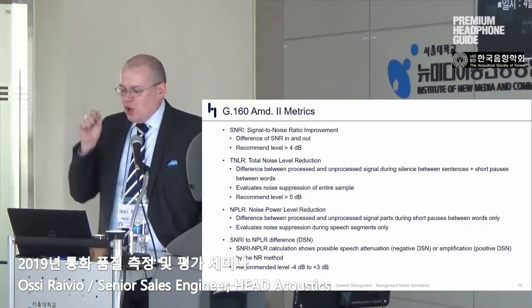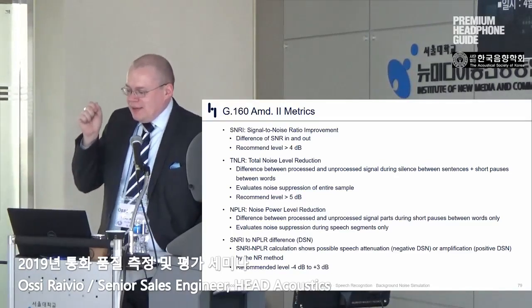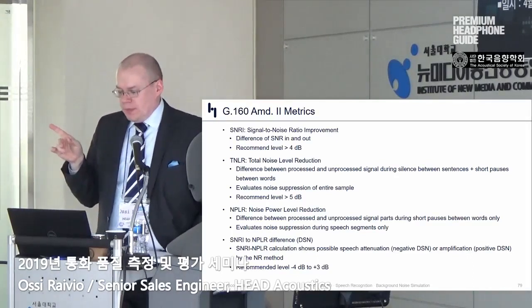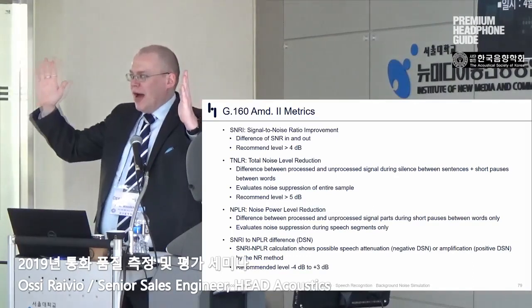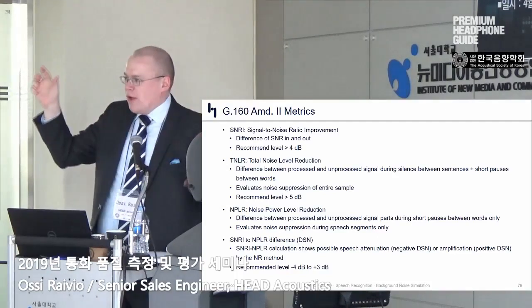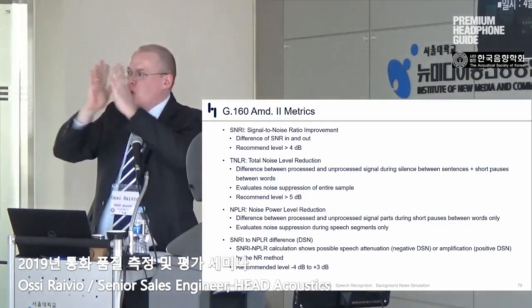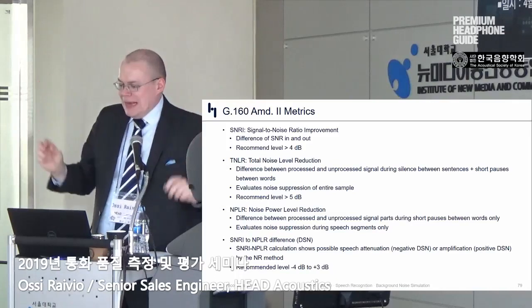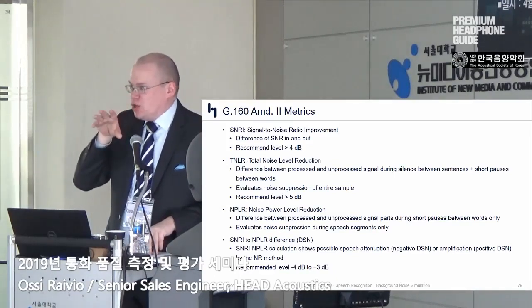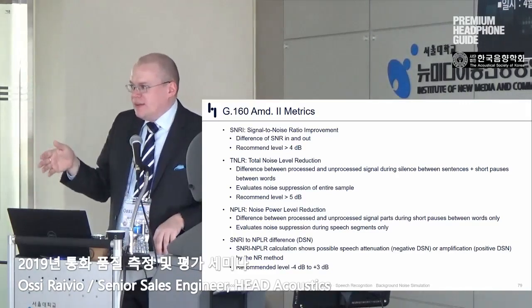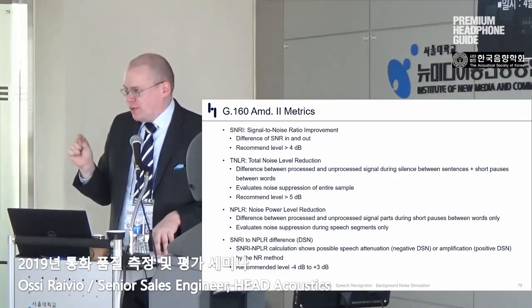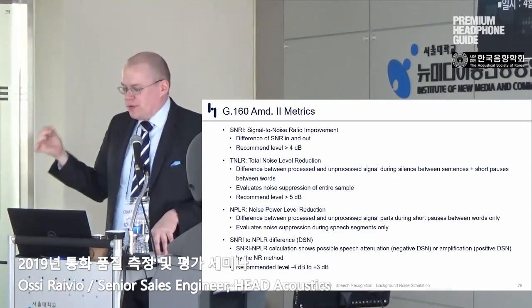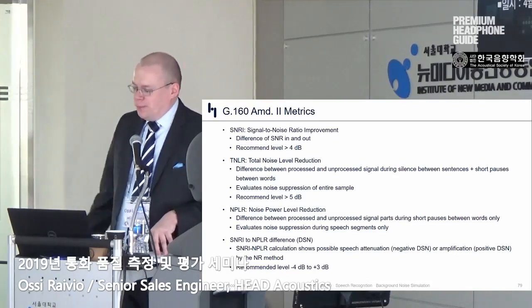Then you have the value called total noise level reduction, and the TNLR is ignoring speech. So this is looking into the silence between sentences and pauses between words. The SNRI is calculated from the total area or total time of your recording. The TNLR is ignoring the speech, when you have a long pause between sentences, like there, between my sentences, and also the shorter pauses between words. Because when you are talking, you have a small pause between words. So TNLR is only calculated during those periods.